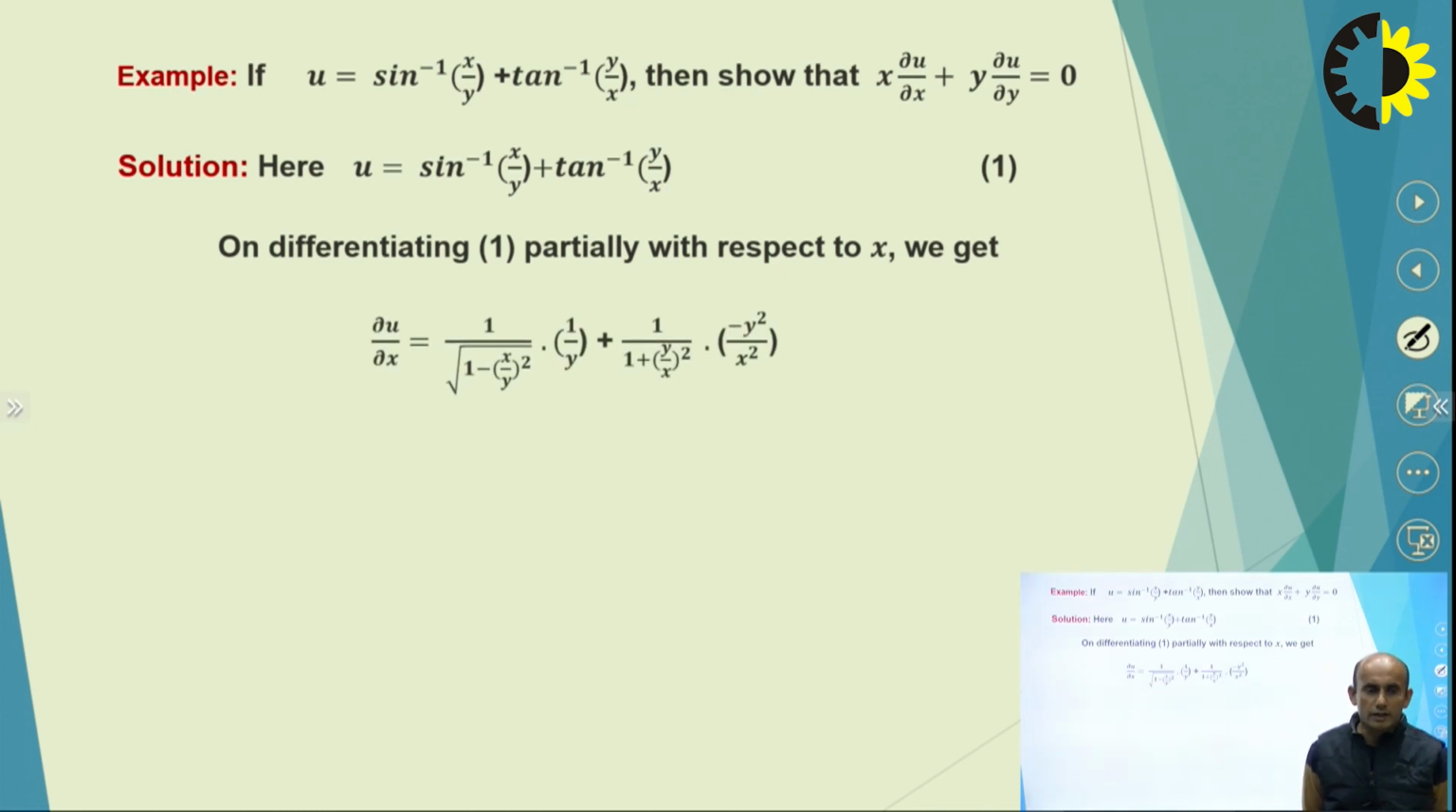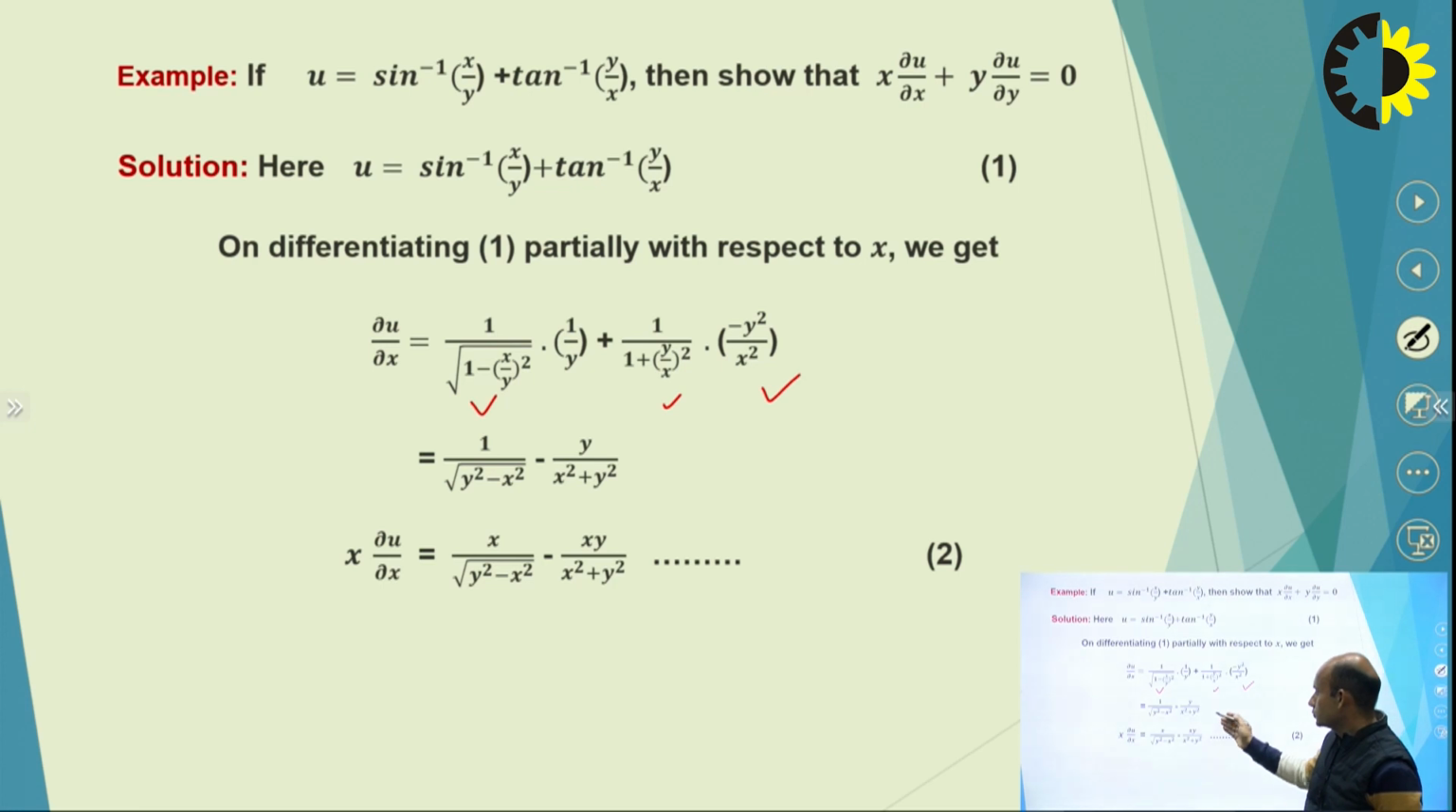Now ∂u/∂x is given by this expression, where differentiation of sin inverse x is this one, and differentiation of tan inverse x is this one. Now we have to find the value of x ∂u/∂x, which is this one, x upon root y square minus x square minus xy upon x square plus y square.